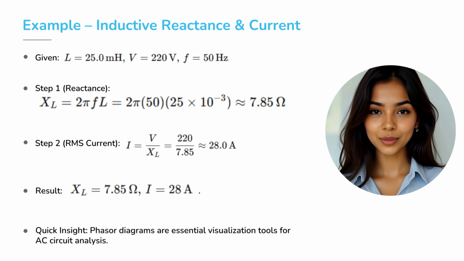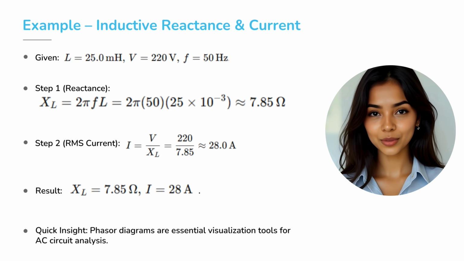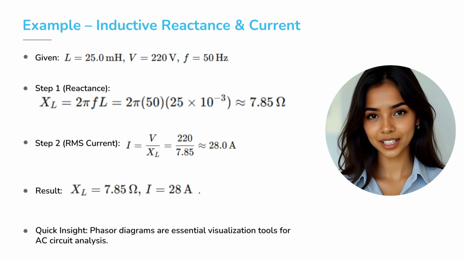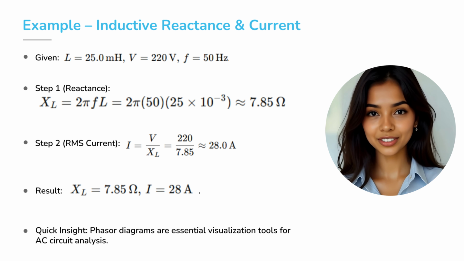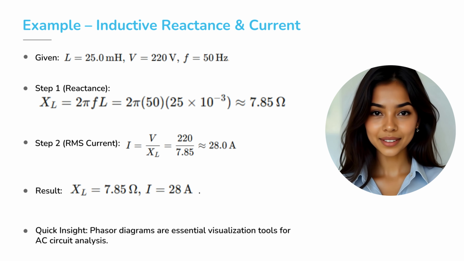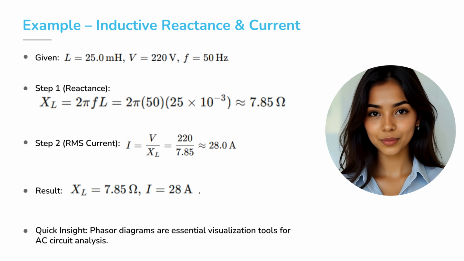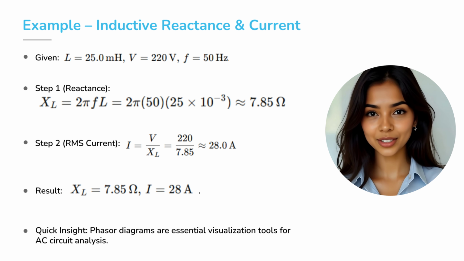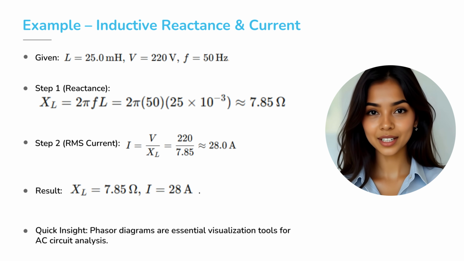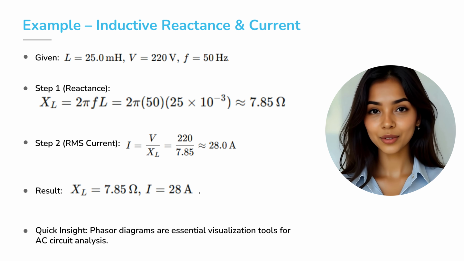Alright students, let's put our understanding of inductive reactance into practice with a real example. Suppose we have an inductor of 25 millihenry connected to a supply of 220 volts at a frequency of 50 Hz. We want to calculate its reactance and the RMS current flowing through it. Step 1. Reactance. The formula is XL equals 2 pi f L, substituting the values, 2 pi multiplied by 50 multiplied by 25 into 10 to the power minus 3. That comes out to approximately 7.85 ohms.